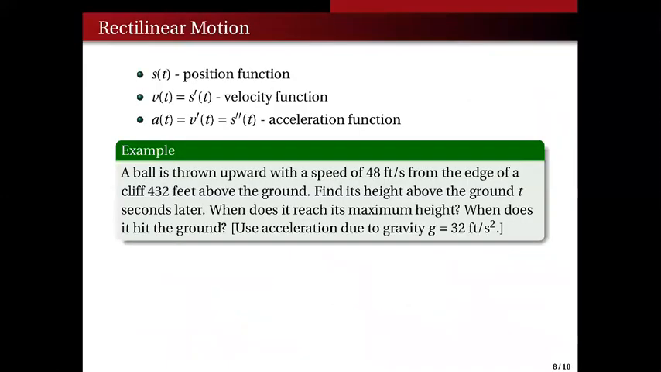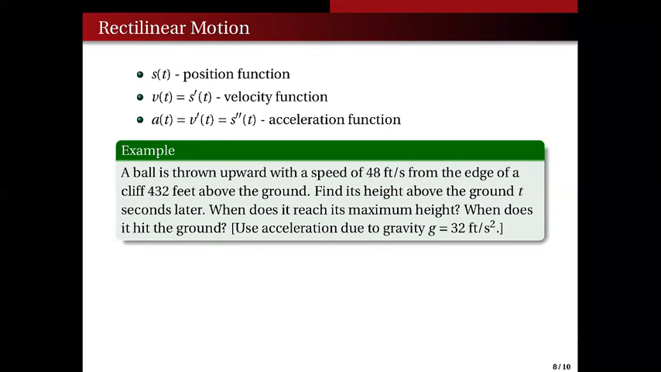One more problem here. A ball is thrown upward with a speed of 48 feet per second. Take note, speed. From the edge of a cliff 432 feet above the ground. Find its height above the ground t seconds later. When does it reach its maximum height? When does it hit the ground?